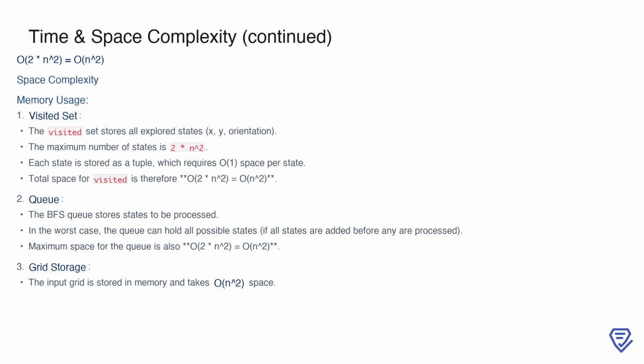Shifting focus to space complexity, we first consider the visited set, which keeps track of all explored states. Each state is stored as a tuple and requires constant space, so with a maximum of 2n² states, the total space for the visited set is 2n², or simply n². Next, the BFS queue, which holds states to be processed, has a worst-case size of all possible states, also 2n², resulting in an n² space requirement. Lastly, the input grid itself occupies n² space, as it directly corresponds to the n by n grid dimensions.